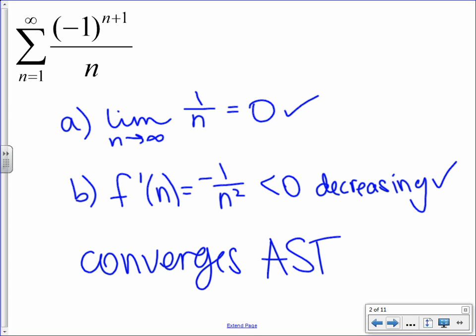Even if 1 over n doesn't actually work by itself. Some of you are bothered because you know 1 over n is a sum that diverges. But it's an alternating series, so let's imagine what we're adding. We're adding 1 minus 1/2 plus a third minus 1/4 plus a fifth, right?